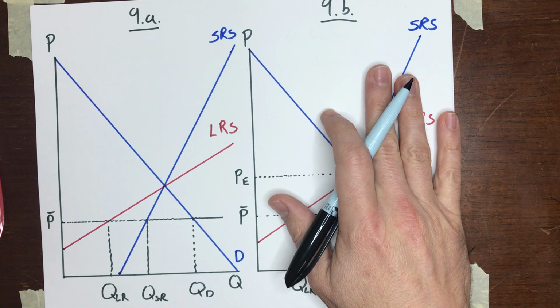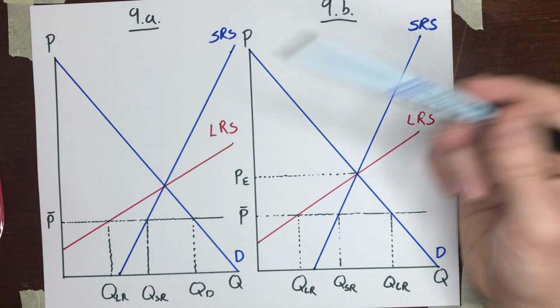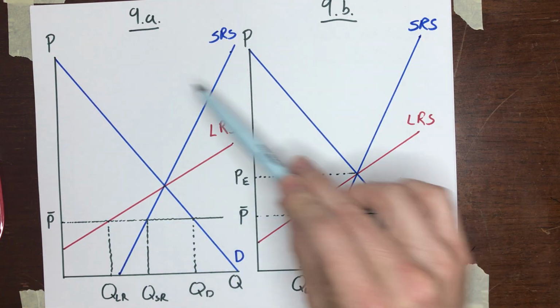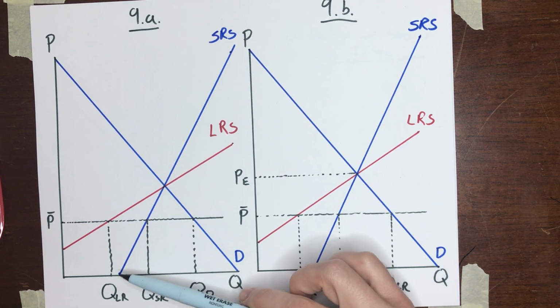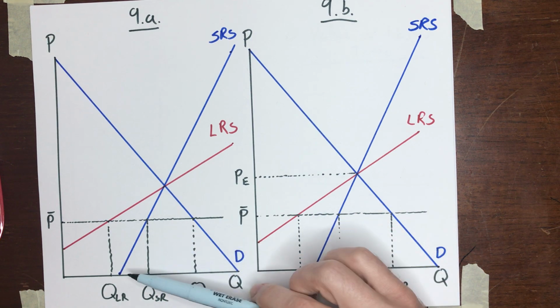So problem 9, part A. Consider figure 8.8. So that's referring to a figure in chapter 8 of the textbook, and it looks basically like the graphs that I have here. So this is a market for rental housing.